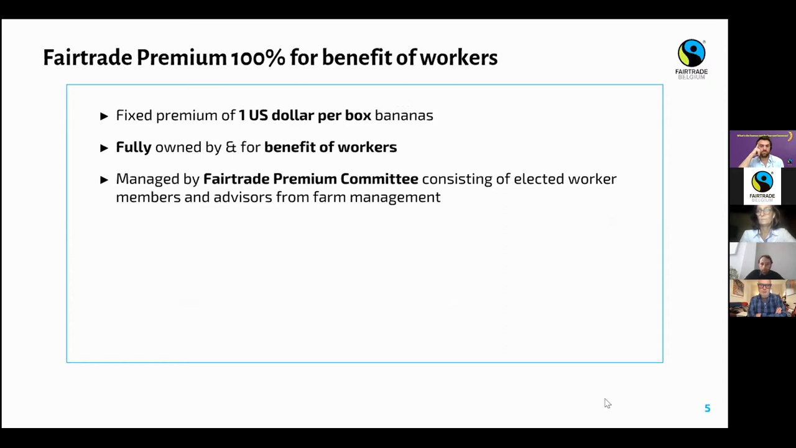So the Fair Trade Premium. If we speak about cooperatives, the premium is fully earned by the cooperative and is invested in machinery, equipment, etc. But if you speak about the workers that work in banana plantations, they receive the premium and they fully earn the premium. The premium for bananas is $1 per box of 18 kilos. So there is a Fair Trade Premium committee consisting of elected workers, and that committee receives the premium and can decide fully independently on how to use it, but it should go 100% to the benefit of workers or the community of workers.